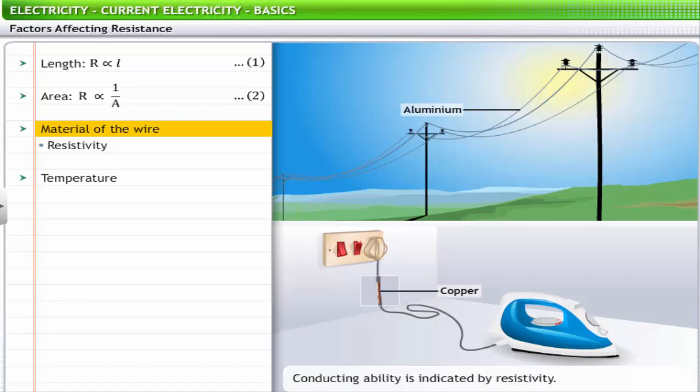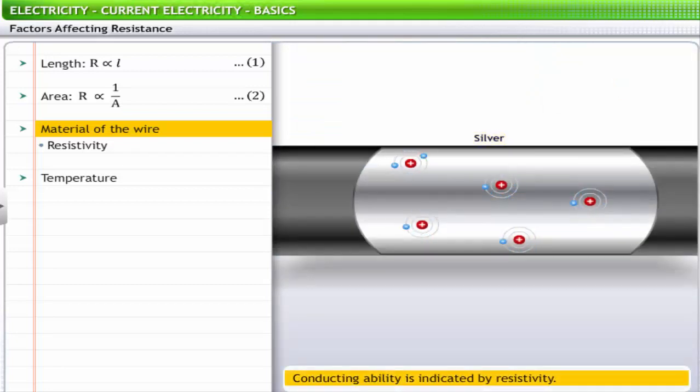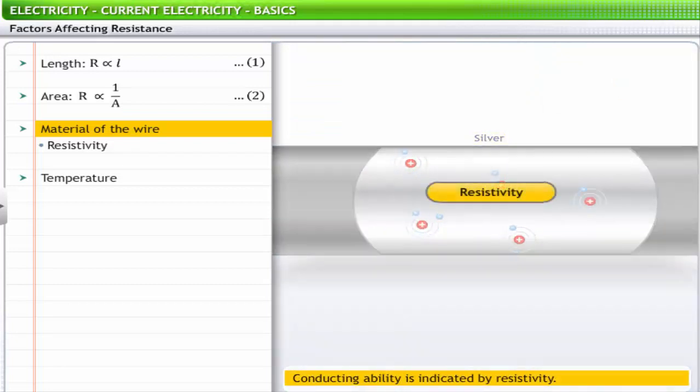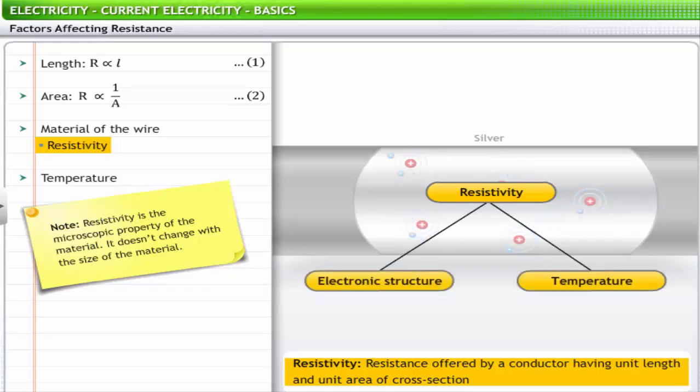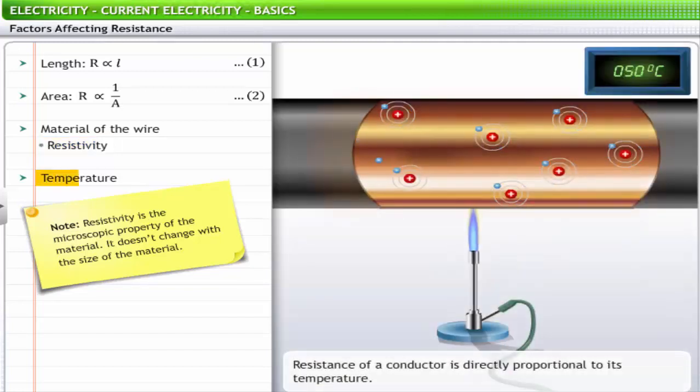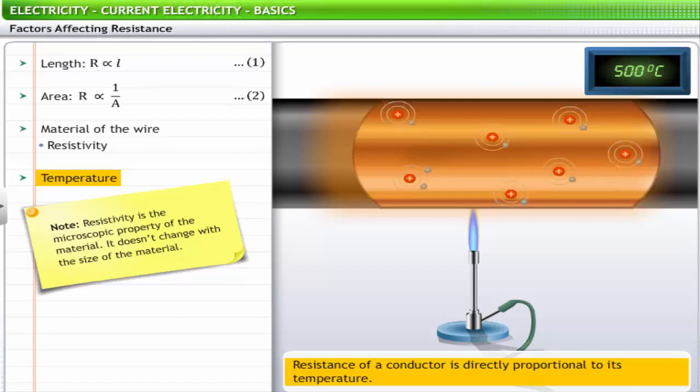The conducting ability of a material is often indicated by its resistivity. Resistivity of a material is the resistance offered by a conductor having unit length and unit area of cross-section. The resistivity of a material depends upon its electronic structure and its temperature. The fourth factor that impacts the resistance of a conductor is temperature. For most materials, resistivity increases with increasing temperature.